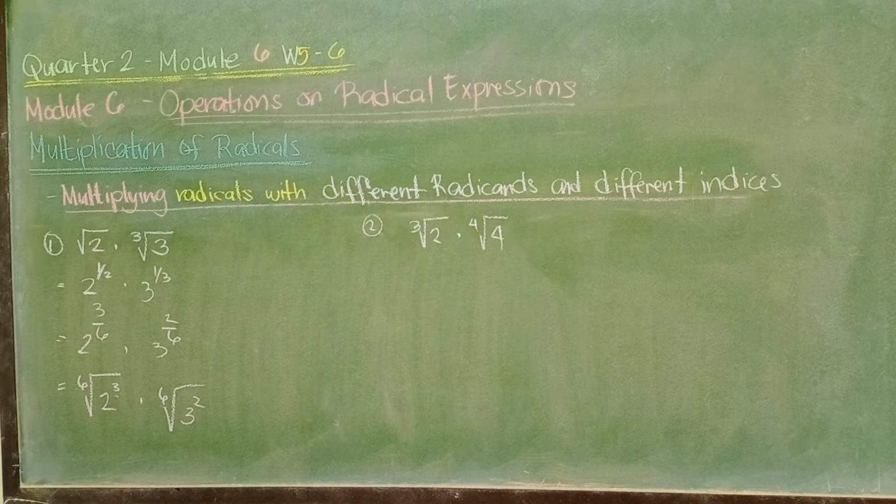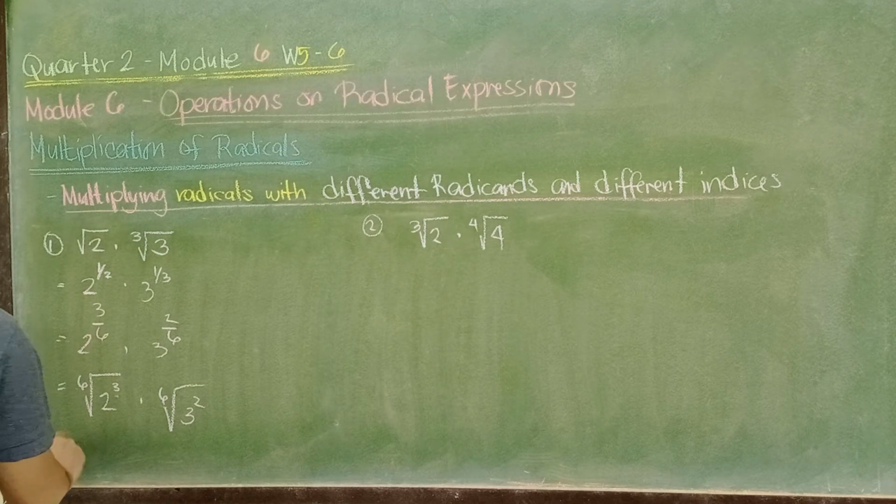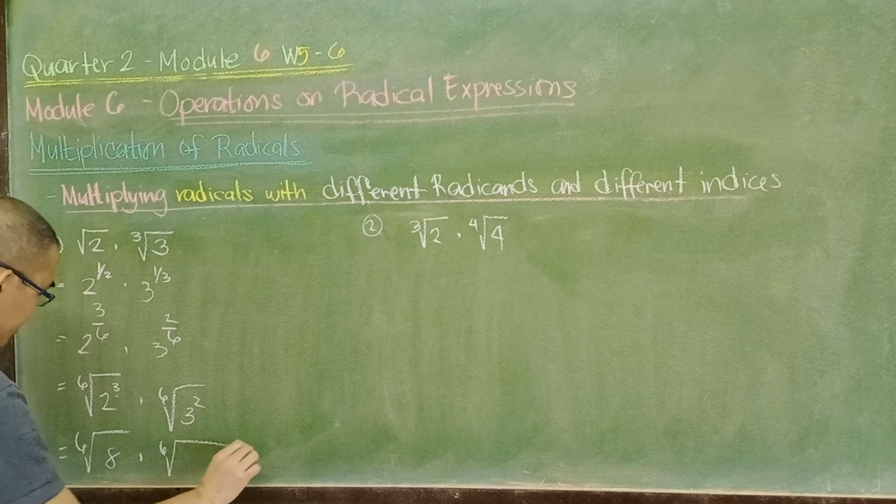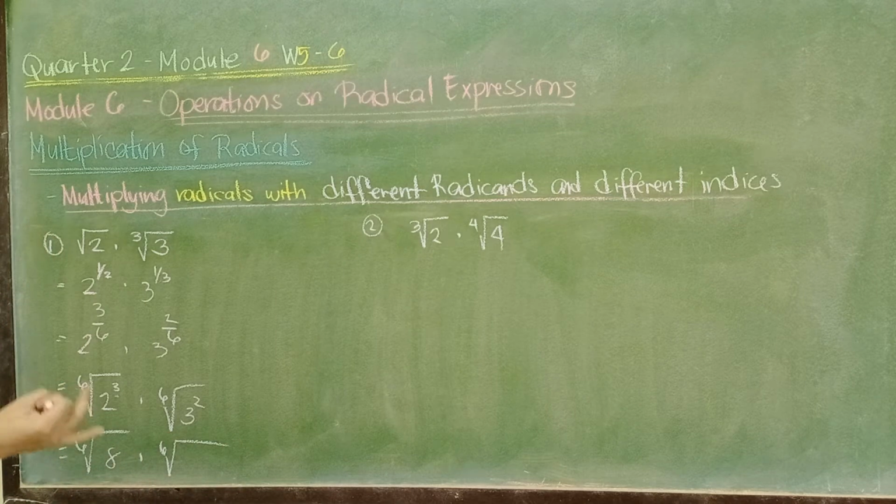Now, isi-simplify muna natin yung 2 raised to 3 tsaka 3 raised to 2. And then we will apply yung lesson natin, yung first lesson natin kanina kapag parehas yung indices. So, 2 raised to 3 is 2 times 2 is 4 times 2, that is 8. Times 6 raised to 3 raised to 2 is 3 times 3, that is 9.